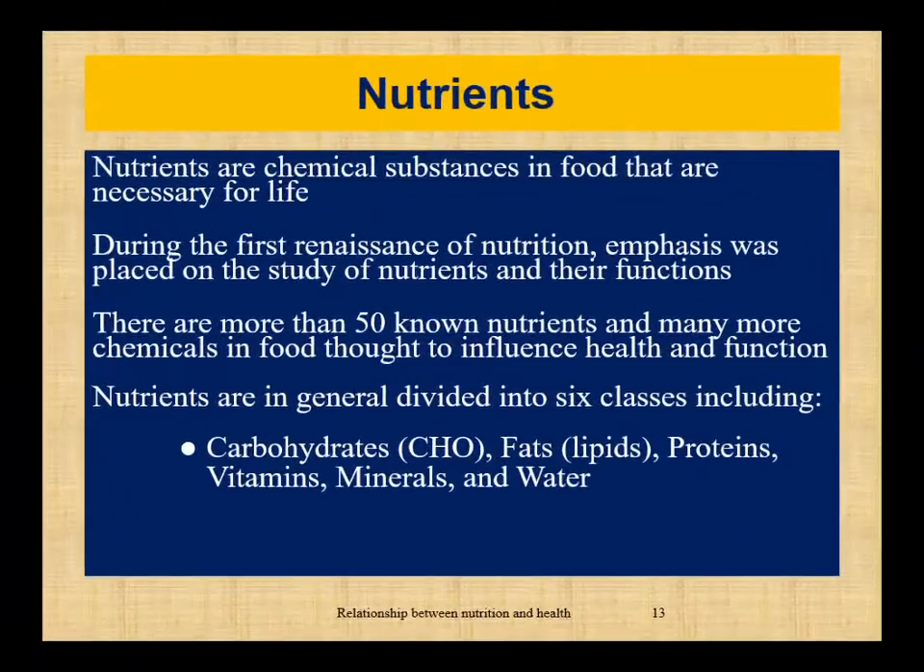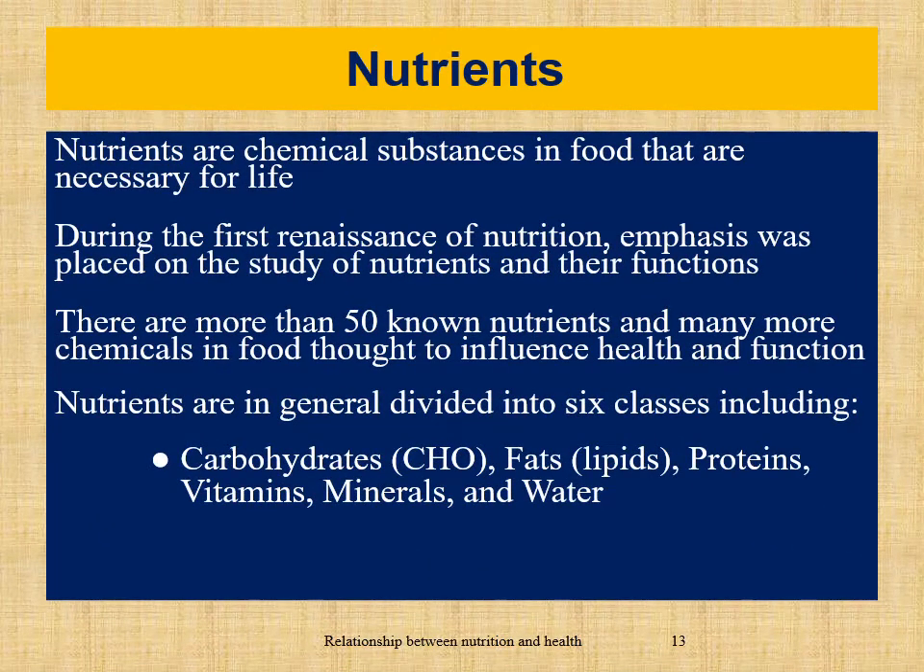Nutrients. Nutrients are chemical substances in food that are necessary for life. In the first renaissance of nutrition, emphasis was placed on the study of nutrients and their functions. There are more than 50 nutrients and many more chemicals in food thought to influence health and function. Nutrients are in general divided into six classes, including carbohydrates, fats, proteins, vitamins, minerals, and water.